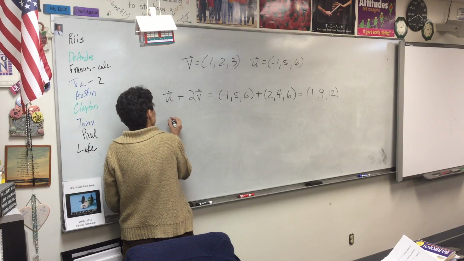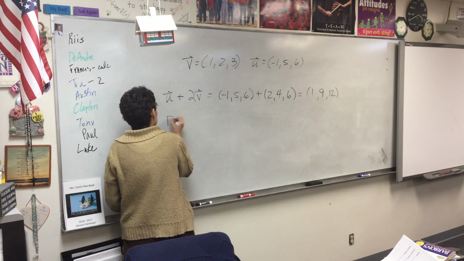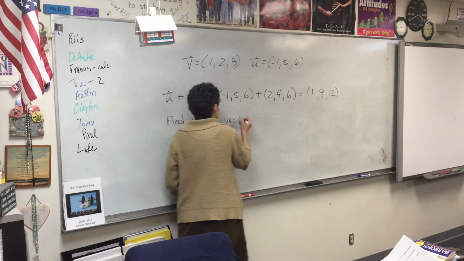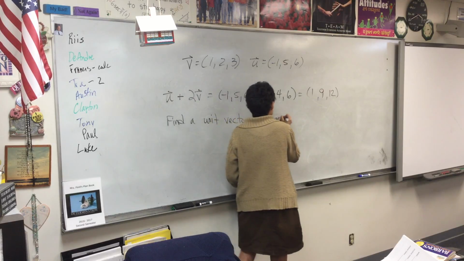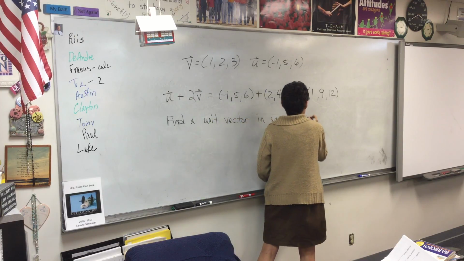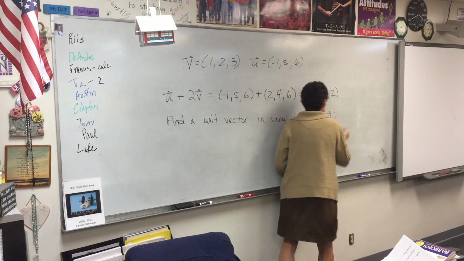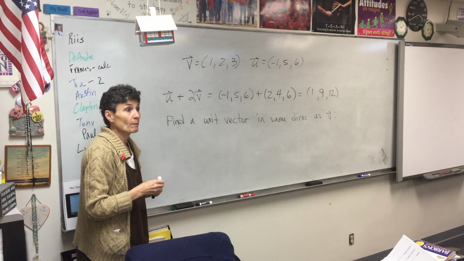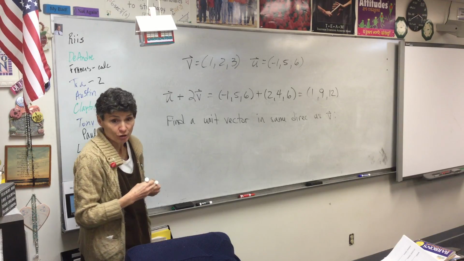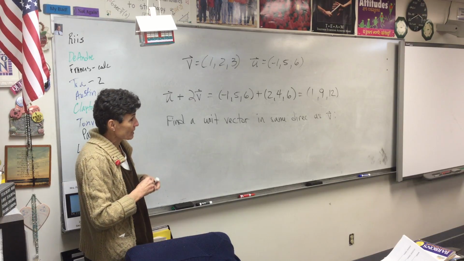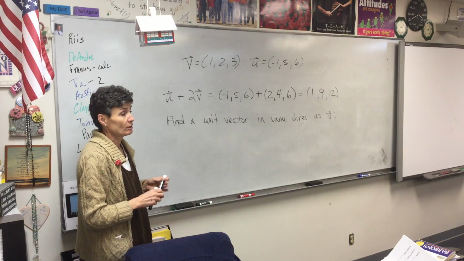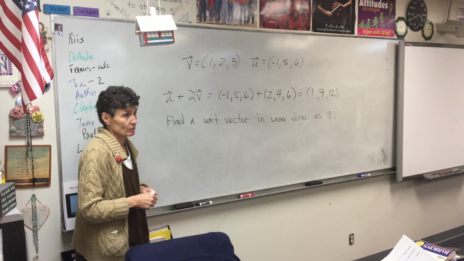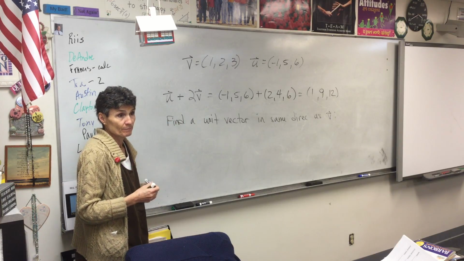If I wanted to find a unit vector in the same direction as v, how would I do that? Well, you got to remember how you did it in 2 dimensions, because you're going to do it the same way. Who remembers how we make a unit vector? How we find a unit vector in the same direction as another vector? It's real simple. Anybody remember?